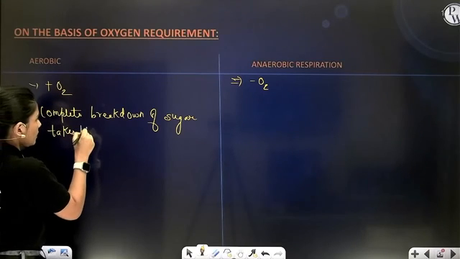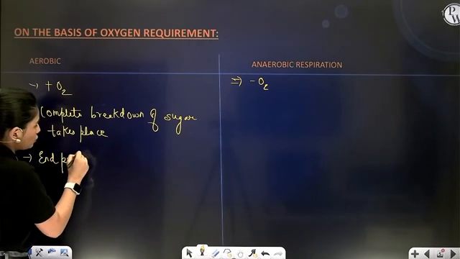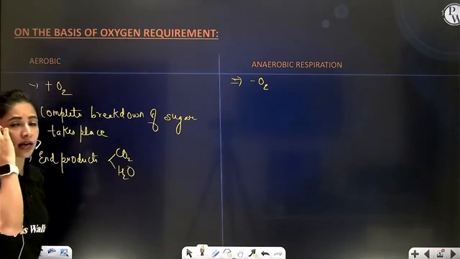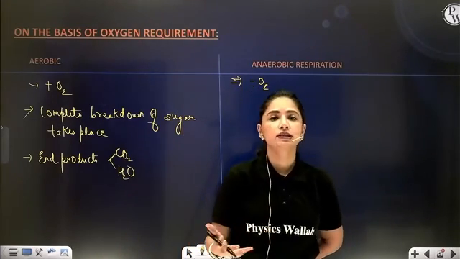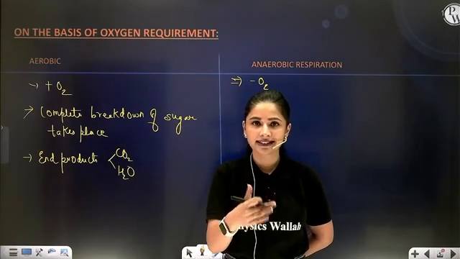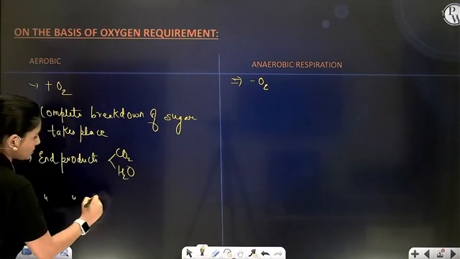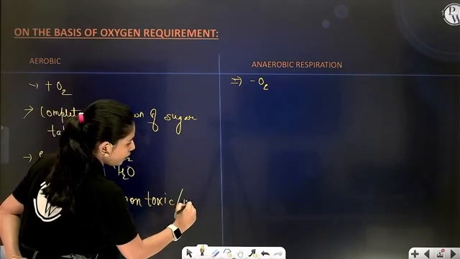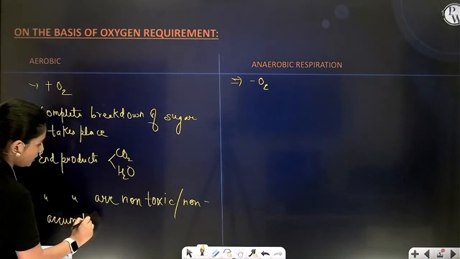And what are the end products in that case? The end products will be CO2 and water. Right? Now, these two end products are non-accumulable and non-toxic. These two end products will be soon released out during exhalation. As soon as they are produced in the body, you exhale, and the entire CO2 and water is removed. So you can say that end products are non-toxic as well as non-accumulable. They do not accumulate. They are soon released out as they are produced.